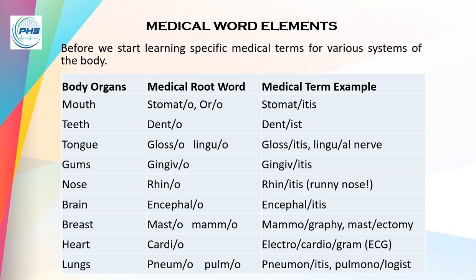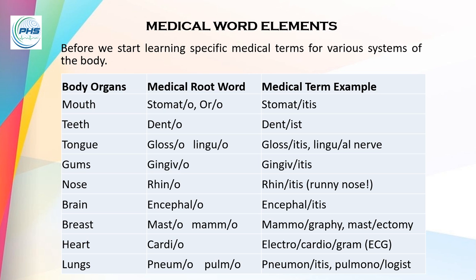Body organ tongue, the medical root word is gloss and lingo. The medical term examples are glossitis and lingual nerve or lingual. Glossitis is inflammation of the tongue. Lingual is pertaining to the tongue, and lingual nerve is the nerve that is pertaining to the tongue.